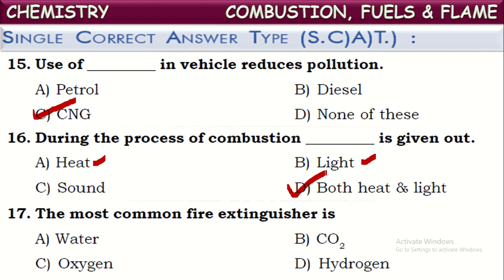Next one. The most common fire extinguisher is carbon dioxide, because this carbon dioxide can be used for extinguishing fire caused by any material. Of course, water is also one of the fire extinguishers, but it cannot be used in all cases, isn't it? So the best and common fire extinguisher is carbon dioxide.